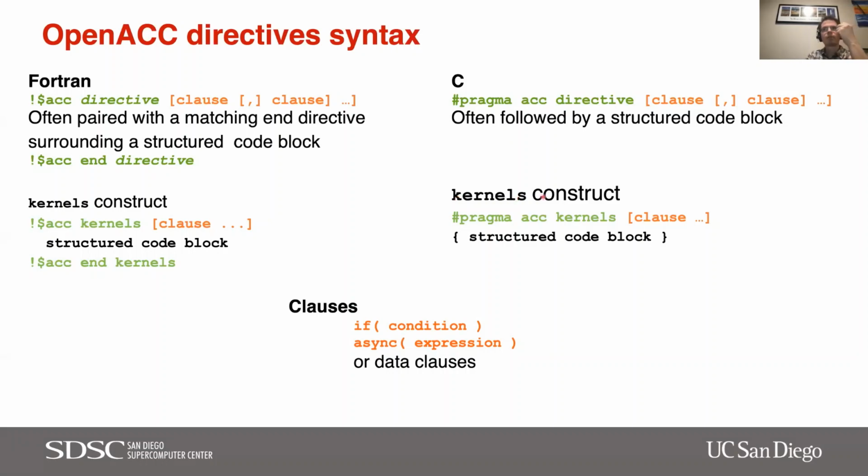And there's a kernels construct, right? That's the one that we use, pragma acc kernels. You see it's followed by a structured code block here, or you have the code block in between the acc kernels and end kernels pragmas. And then you can have clauses, and you can have if clauses there, right? If a certain condition is used, or for asynchronous execution, or data clauses.